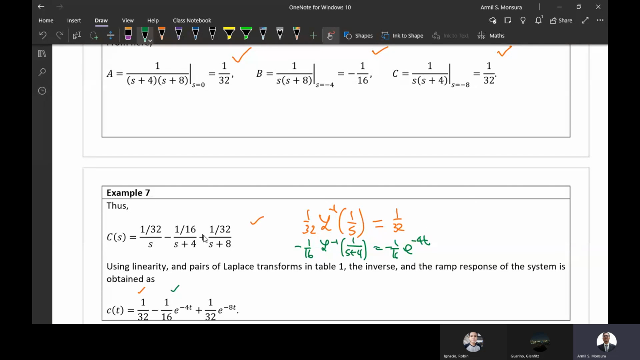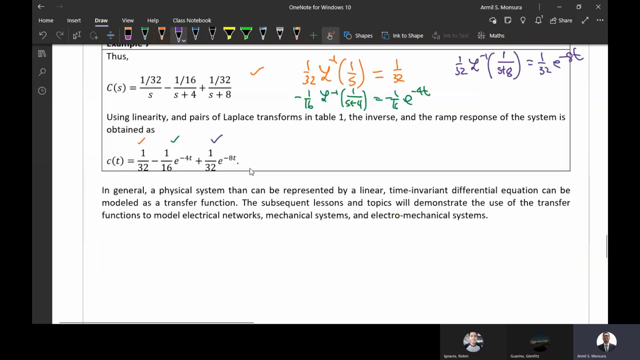Okay? And then finally, yung ating 1 over 32 over s plus 8, labas natin muna yung 1 over 32. Kuha natin yung inverse transform ng 1 over s plus 8. Okay? As per table 1 ulit, ang inverse Laplace transform ng 1 over s plus 8 is e raised to negative 8t. So, kaya ito yung lalabas sa third term natin. So, we will now have this as, ito na ngayon yung magiging ramp response niyo.